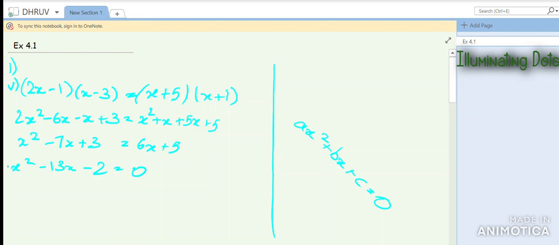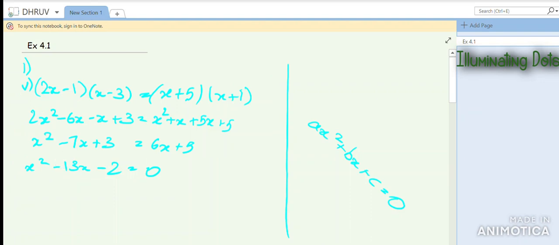So it is following the general form, which is ax square. We can take this as 1, but no need. So ax square plus bx, where b is minus 13. If I write this as plus minus 13 here, it is the same thing. And next plus c, that is minus 2, is equal to 0. So this is a quadratic equation. That was simple to understand.